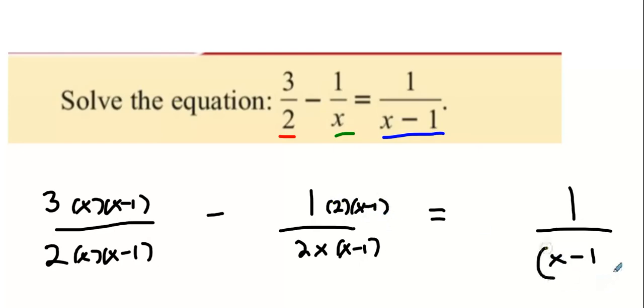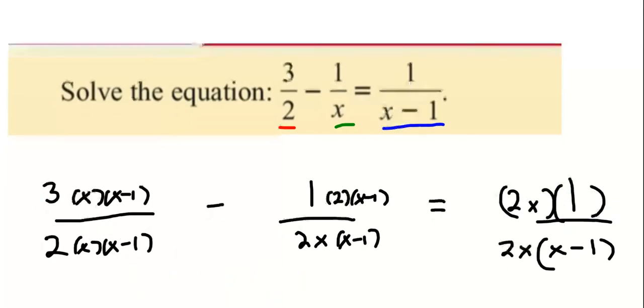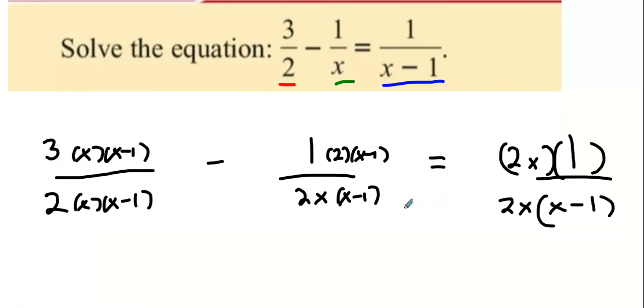And finally on the last one, it already has the x minus 1, so you need to add the 2 and the x on the bottom, and then the 2 and the x on top. So we're going to multiply this out. Now that they all have the same denominator and it's a solved question, the denominators don't matter anymore.